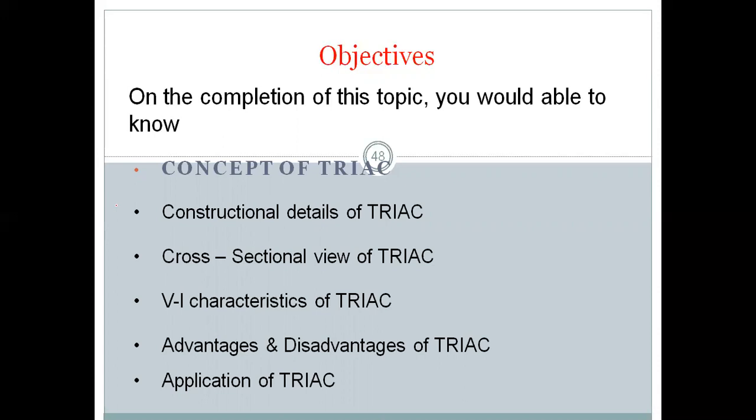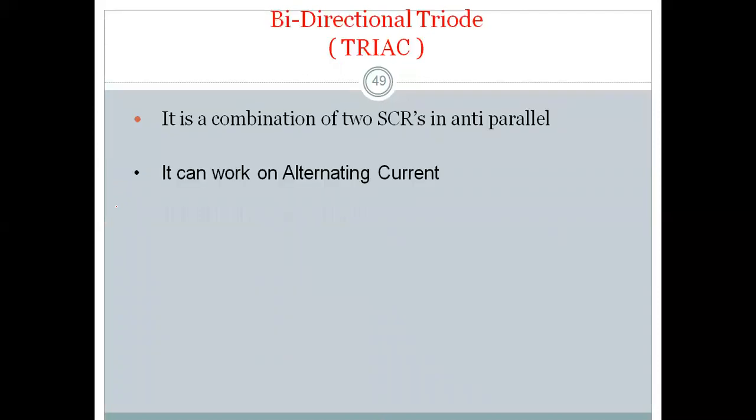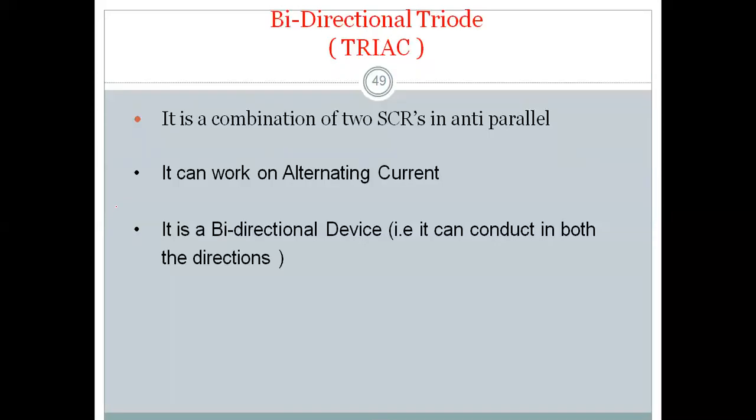During this video lesson, we'll discuss the constructional details, cross-sectional view, VI characteristics, advantages and disadvantages, and applications of a TRIAC. The word TRIAC is obtained from triode for AC, and it can work on AC. It is a three-terminal device which can conduct in both the directions. Hence, it is called a bidirectional device.